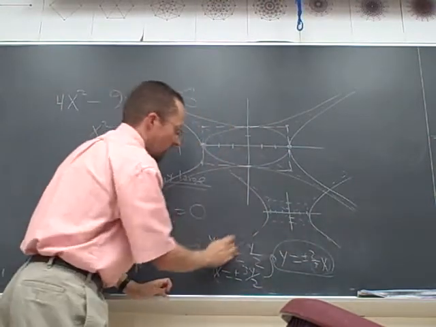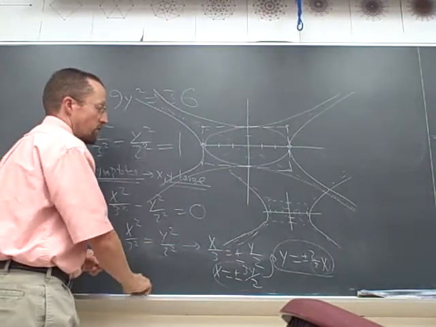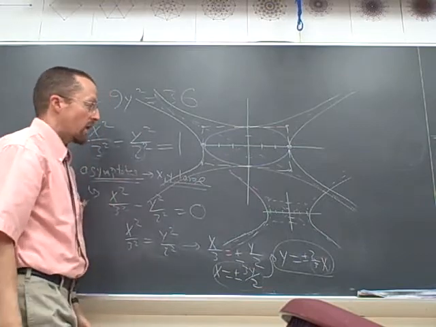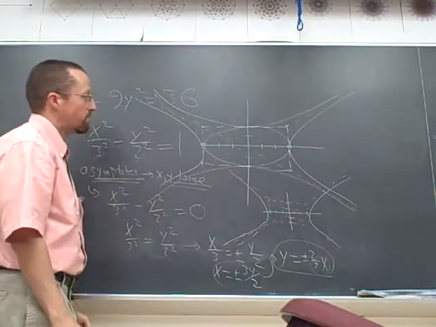Sketch that in, not very well, and you're done. That's a really nice way to very quickly sketch a hyperbola. And it's then almost trivial to sketch its conjugate and the ellipse if you want to as well. Okay.